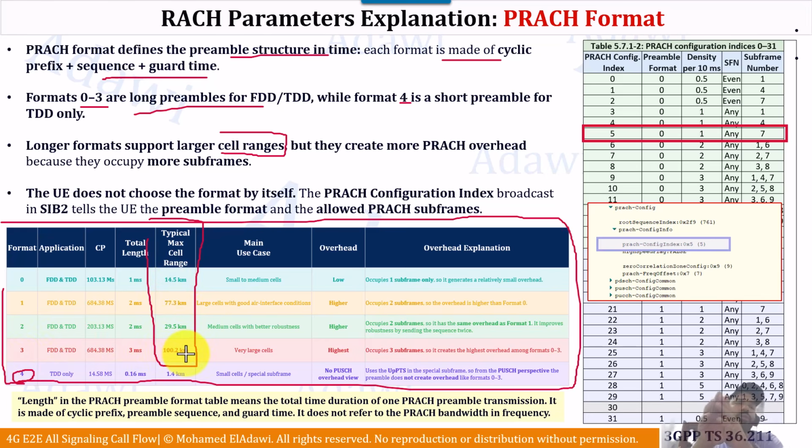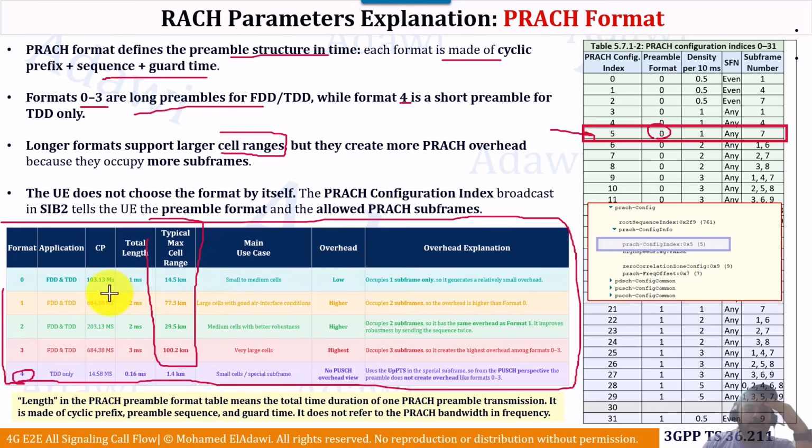So depending on your cell type, you do the cell formatting. And also there is a trade-off with the overhead. For example, if you look into preamble format 0, which is our case now, based on the PRACH configuration index here, we used to have 5, right? So we used preamble 0.